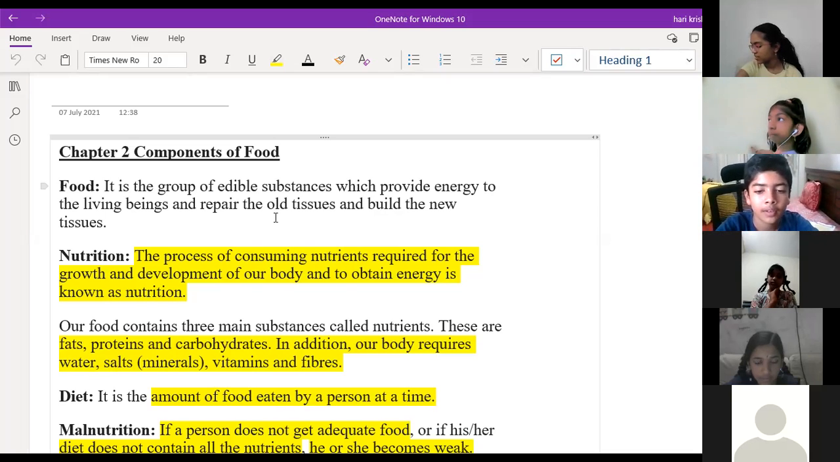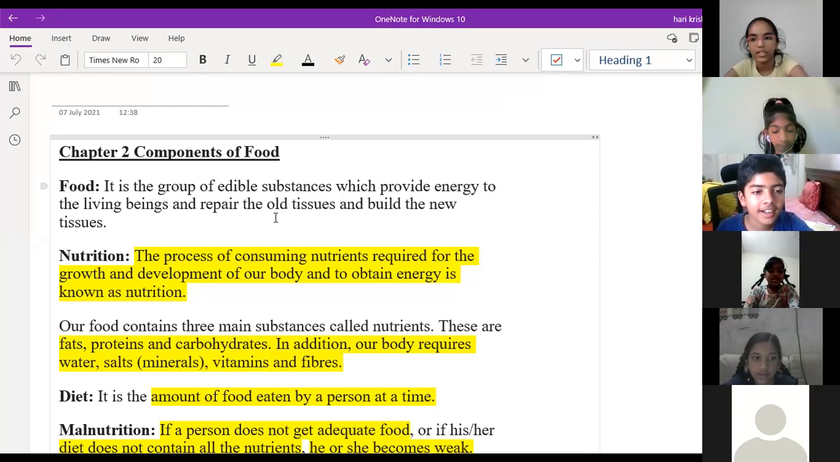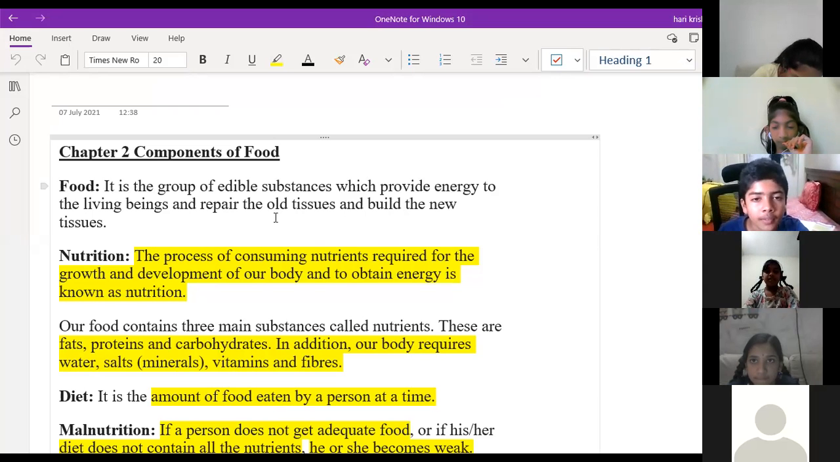Pragna will give the answer now. What is the protein present in the hair? Keratin, K-E-R-A-T-I-N. Keratin is the protein which helps in the growth of the hair. So we have different types of nutrients: carbohydrates, proteins, vitamins, minerals, salts, and fiber.